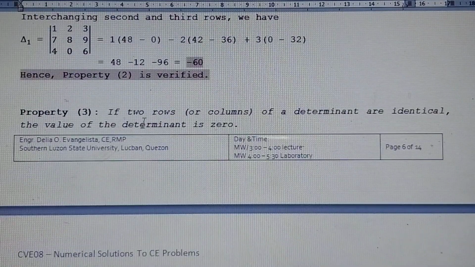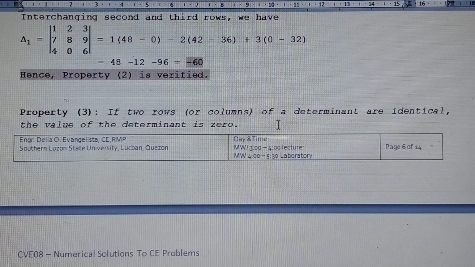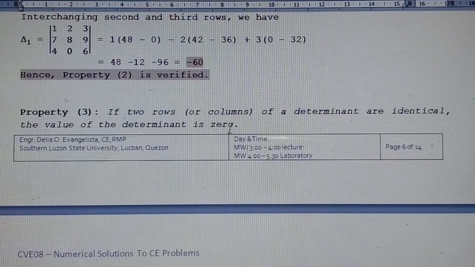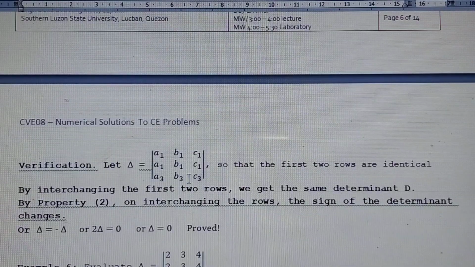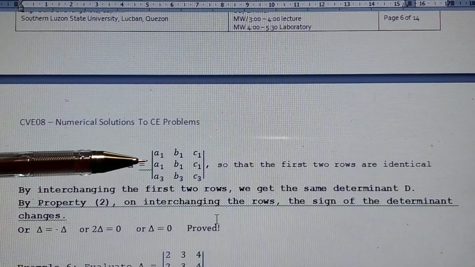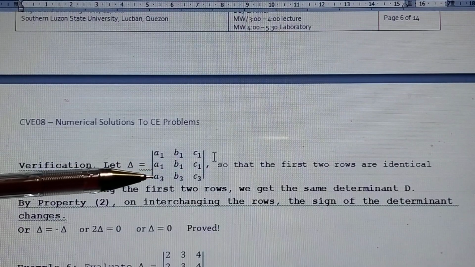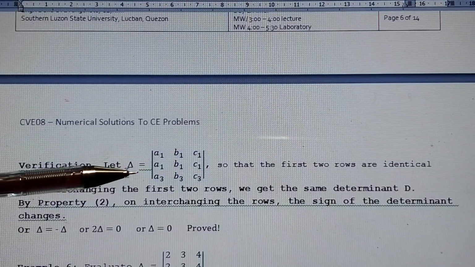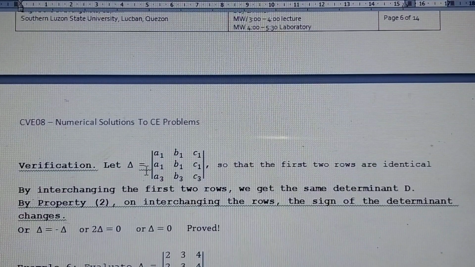Then property number 3: if 2 rows or columns of a determinant are identical, the value of the determinant is 0. Like this, row 1 and row 2 are identical. So when we see this, the value of that determinant is immediately 0.